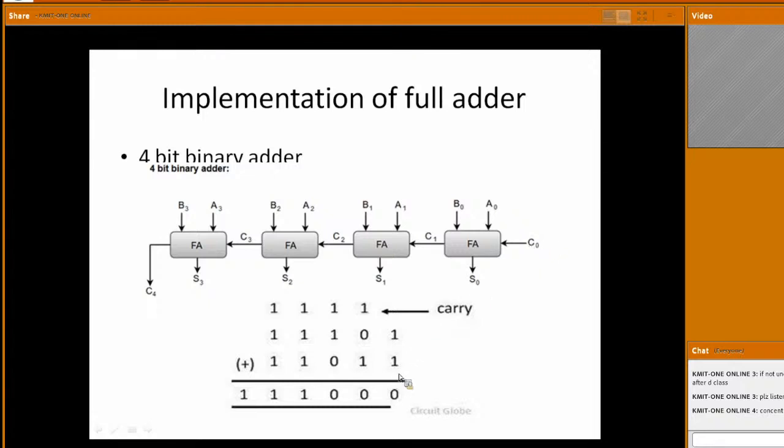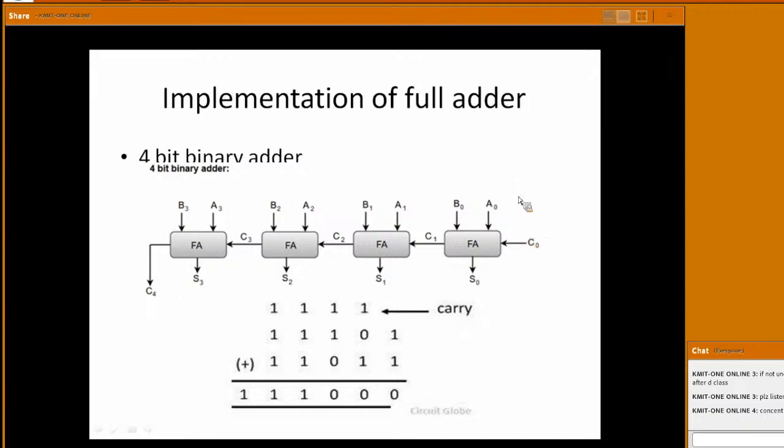Why? Because when you are performing the addition operation on the LSB bits, LSB means least significant bits, you are considering only 2 bits. Why? Because for the first bit, you don't have any carry. It will not generate any carry. Once you perform the addition of LSB bits, then only it may generate a carry as 0 or 1. So that is the reason for the first full adder the carry input is 0. C0 is always 0 for the first full adder.